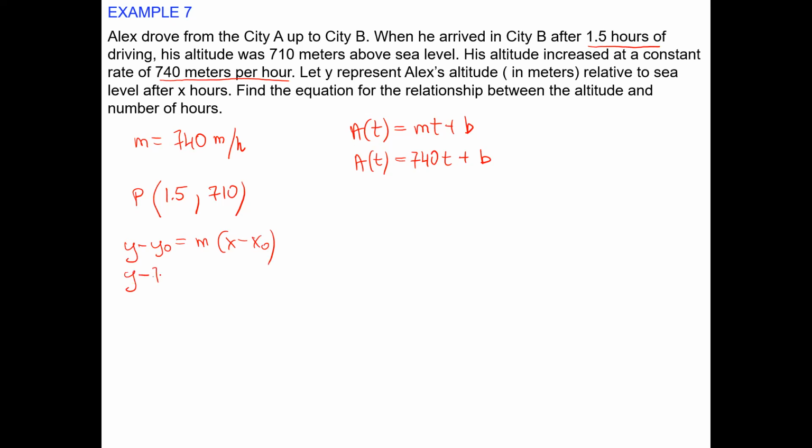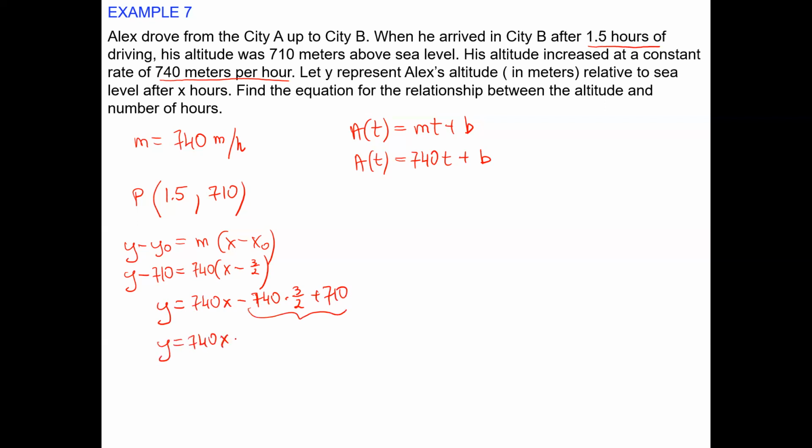Then the y value is 710, the slope is 740, and x is, let me put 3/2, because then it will be easier. We're not allowed to use the calculators. And then let's solve it for y. 740x, 740 times 3/2 and plus 710. So this number is a y-intercept.